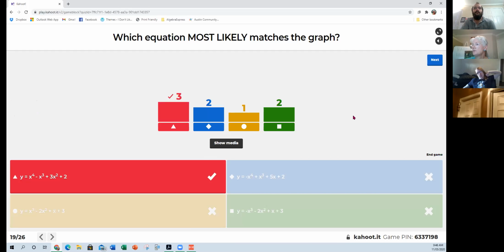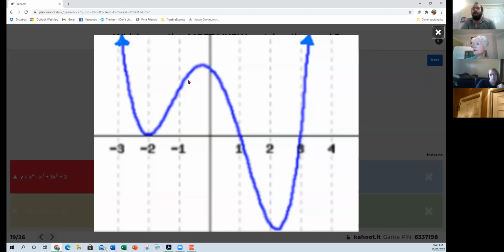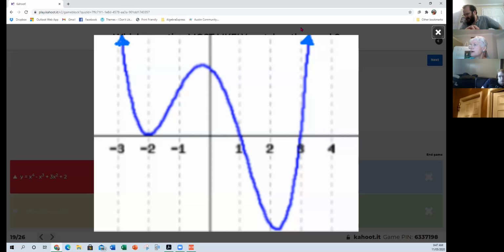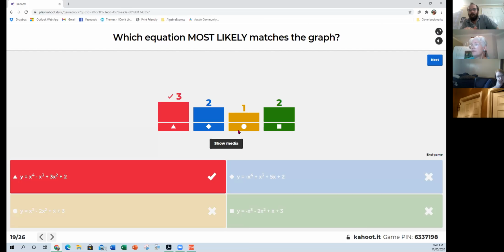Okay, so if you look at this, we said that it was 4th degree, right? 1, 2, 3, add 1 makes it 4th degree. So the only functions that are 4th degree are the red one and the blue one. And then we also said it was positive because the very end is pointing up. So that would mean it has to be the red one, because that's between these two. This is the positive leading coefficient.